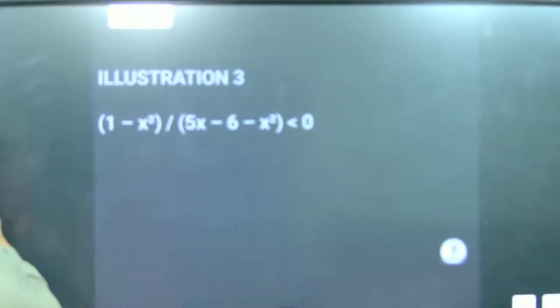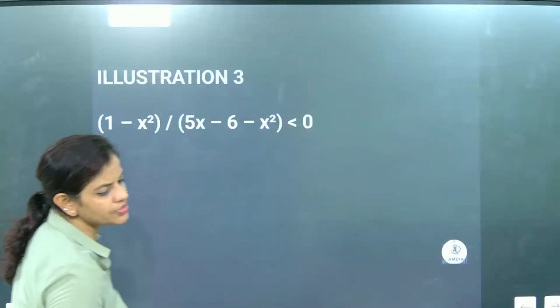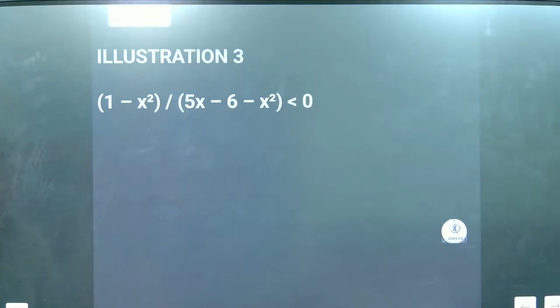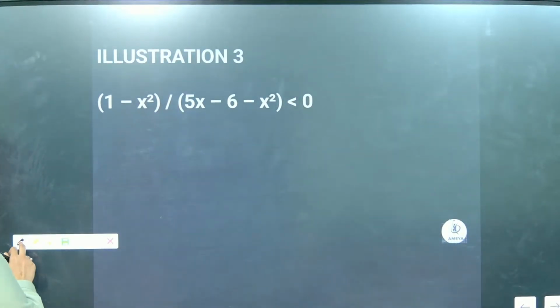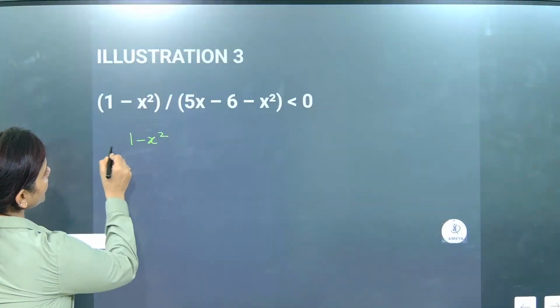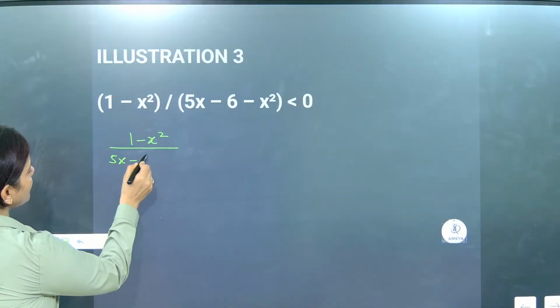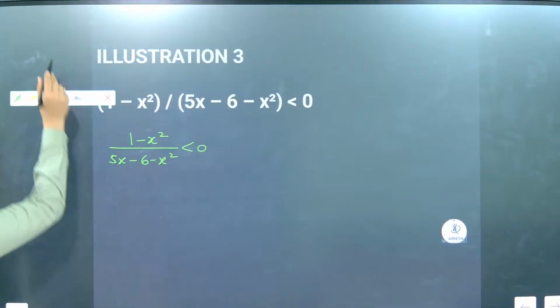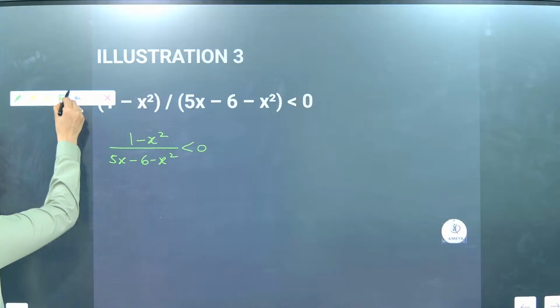Now come on, go for this question. Let's see how you are going to solve it, children. Inequality will be failing. So I'm writing this question, please note it down: (1 minus x square) by (5x minus 6 minus x square) less than 0.